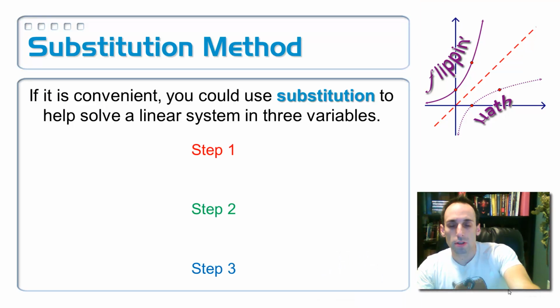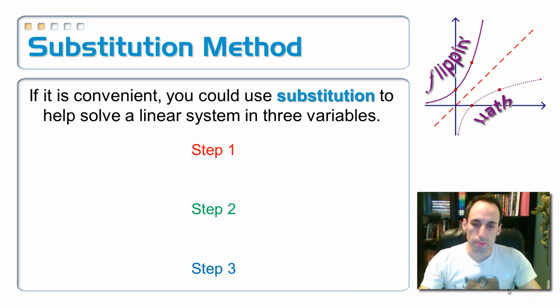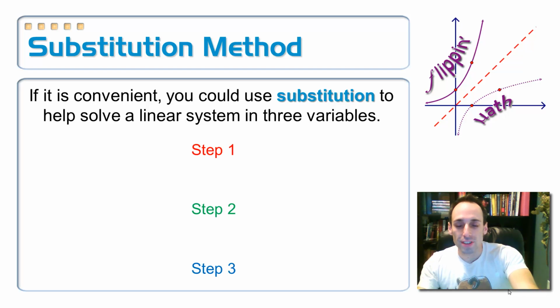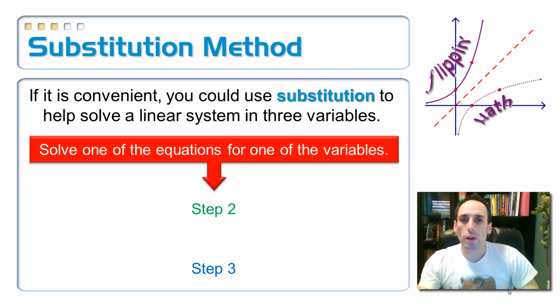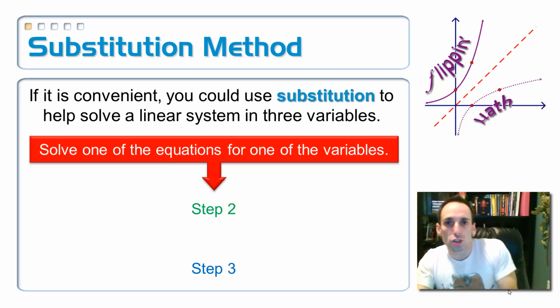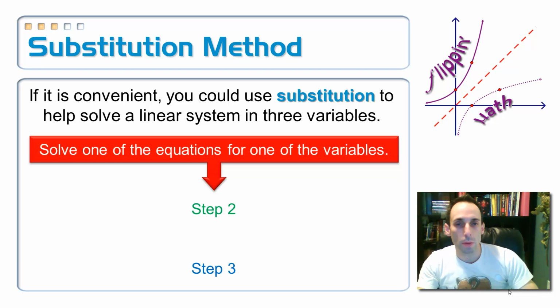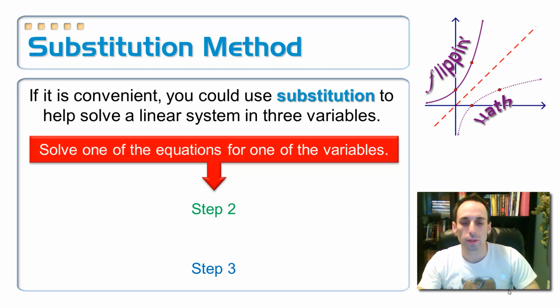So in substitution, here's the steps, okay? And you'd only want to do this if it's convenient. And it may not ever be convenient. I'm just saying. So step 1 is that you're going to solve one of the equations for one of the variables. Of course you would only want to do that if you're not going to generate a whole bunch of fractions, so that you might have x all by itself or something like that.